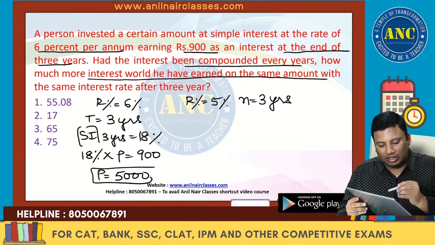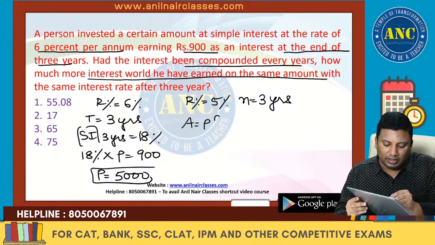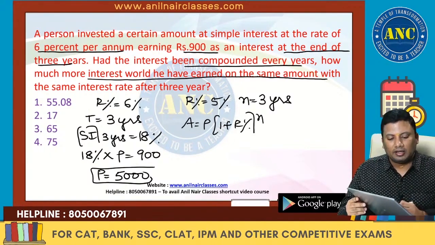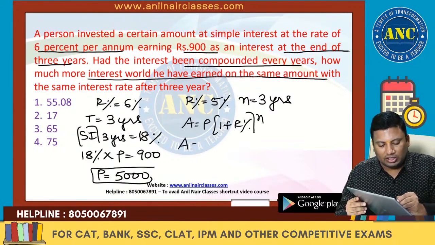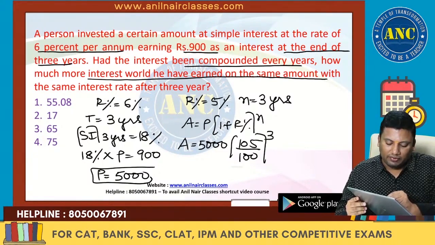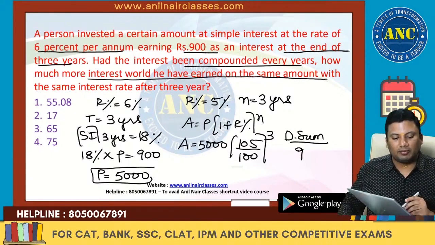You can do it in multiple methods. Amount is nothing but principal P into 1 plus R percentage, power N. So amount is nothing but 5,000 into 105 by 100, power 3. The digital sum of this is 9.